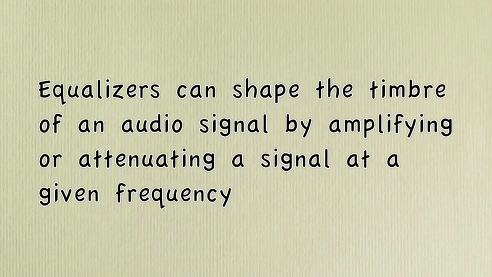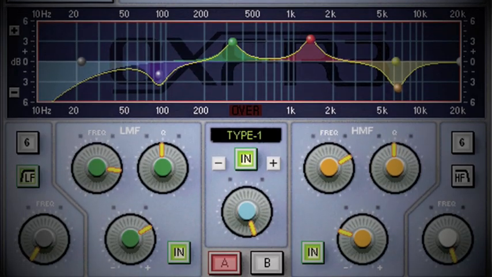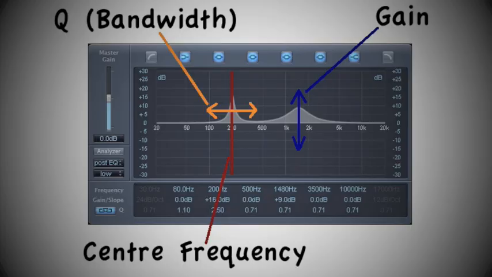Equalizers can shape the tone of an audio signal by amplifying or attenuating a signal at a given frequency. EQ effects consist of a series of filters. The main controls of an equalizer are gain, which controls the amount of boost or cut applied to the original signal, center frequency, which controls the frequency at which the gain is applied, and Q, which stands for bandwidth and controls the number of frequencies being affected around the center frequency.